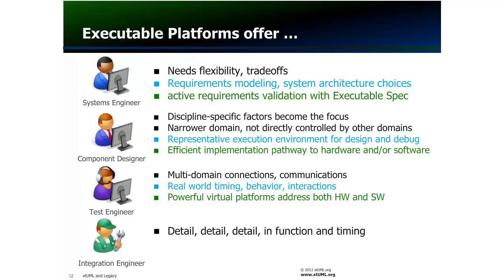To understand how, let's return to the 4 roles I spoke of earlier. A system engineer uses models to describe requirements and document architectural choices. A designer uses models to represent the execution environment of the design while performing tests and debug. Test engineers extend this testing using models to validate the design in terms of timing and behavior.